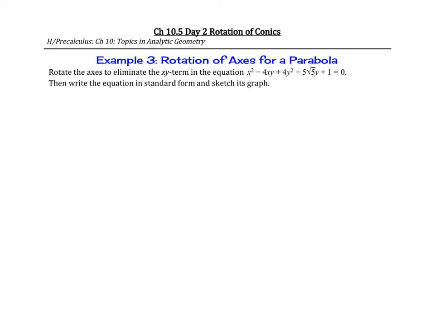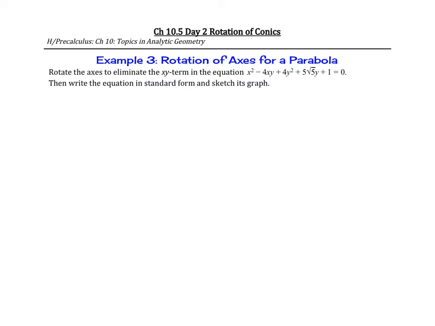Example 3, we're looking at a rotation of axes for a parabola. So we're going to rotate the axes to eliminate the xy term in the equation x squared minus 4xy plus 4y squared plus 5 square root of 5 y plus 1 equals 0. Then we write the equation in the standard form and sketch its graph.